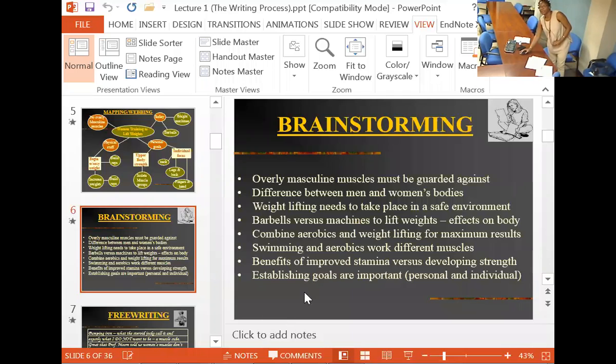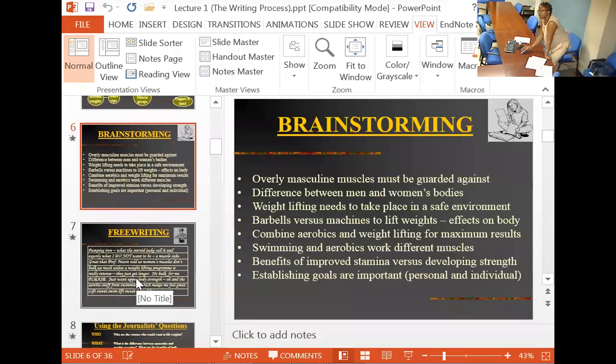And then the last one, establishing goals is important, whether these are personal and individual goals, right? So these are all things that could come up from a brainstorming session. When you think about the topic, is there anything else you could add? Anybody? Lira, Kira, Carrie-Anne? No? Can't think of anything else? Well, that's all right. We're just tossing it over there anyway.